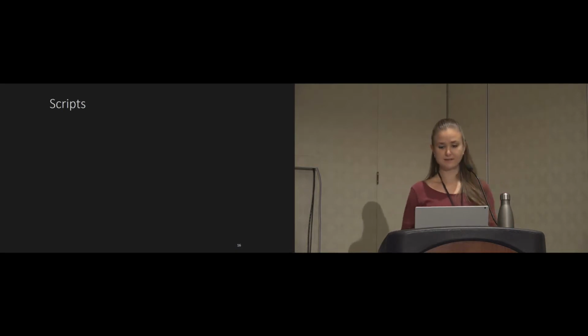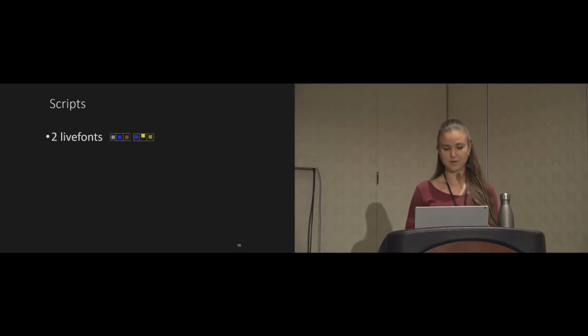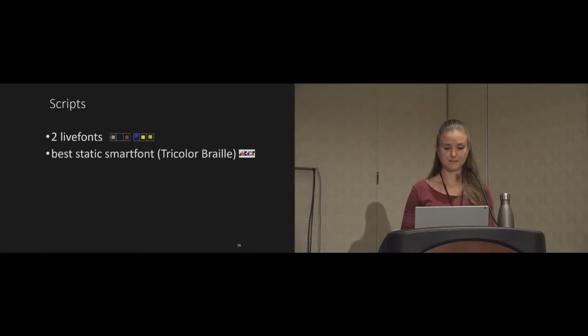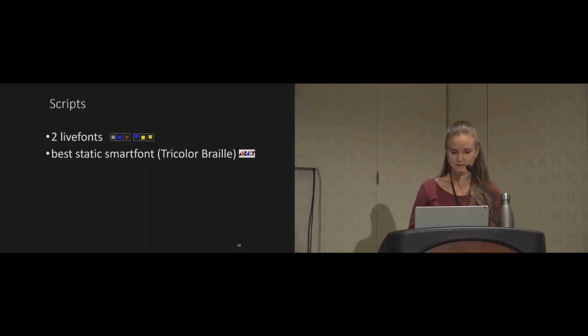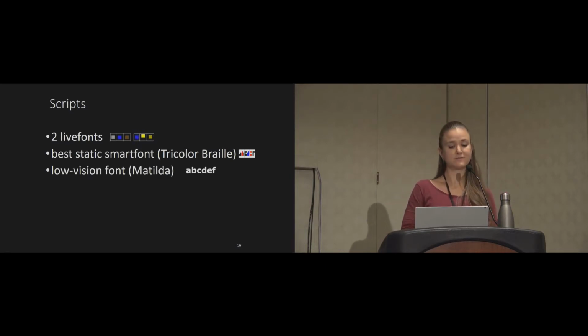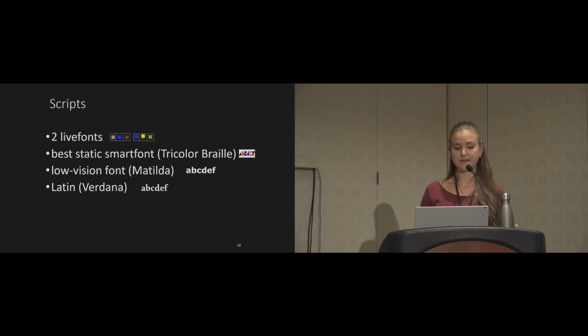All right, so the scripts that we evaluated were the 2 Livefonts that I showed you earlier, one with jumping and one without. The best static smart font, which is called Tricolored Braille, which we found to be the most legible in previous work. We also included a low vision font called Matilda, which was designed by typographers specifically for low vision readers. And we wanted to see if we could improve even upon traditional tailored fonts. And Latin was our baseline. In this case, we chose Verdana to represent Latin.